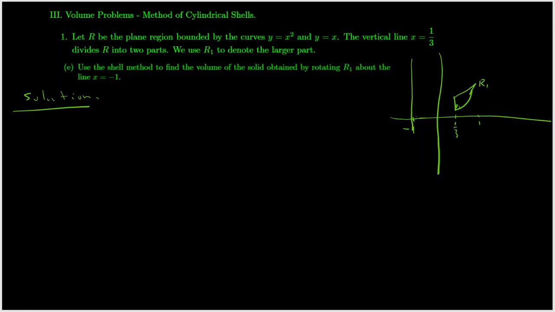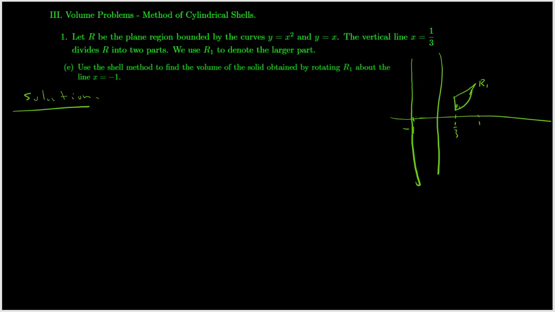You have a vertical line, something like this. Yeah, something like that. Okay. This time we are going to rotate the entire plane region R1 around a different vertical line. So this time I did not draw anything in between 0 and 1/3. I hope the meaning will be clear.